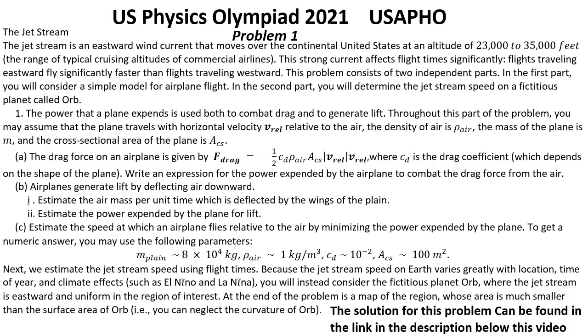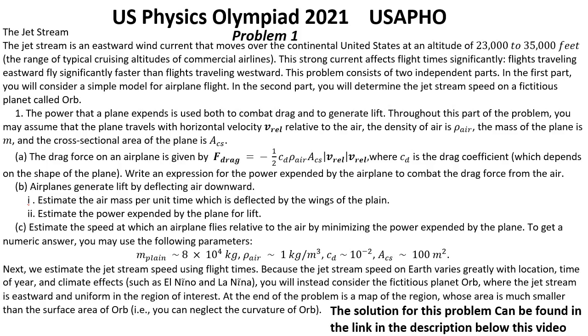Problem 1. The jet stream. The jet stream is an eastward current that moves over the continental United States at an altitude of 23 to 35,000 feet, the range of typical cruising altitudes of commercial airlines. This strong current affects flight times significantly. Flights traveling eastward fly significantly faster than flights traveling westward.